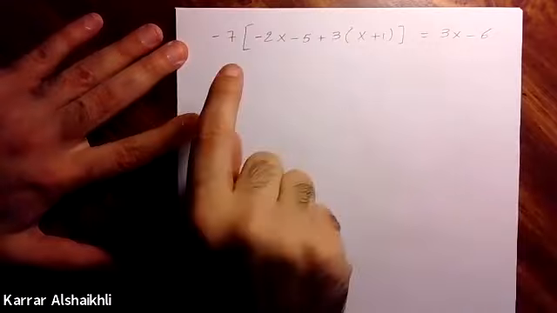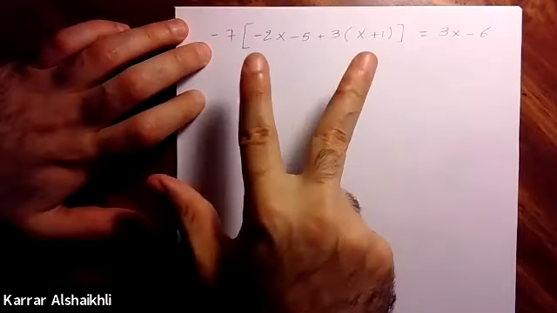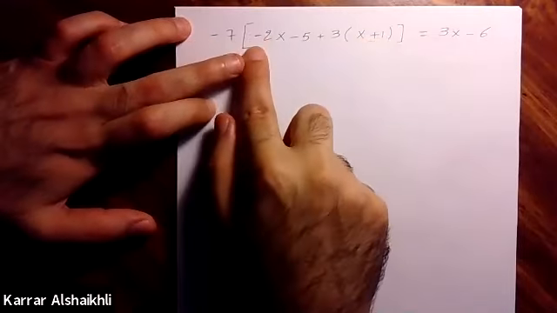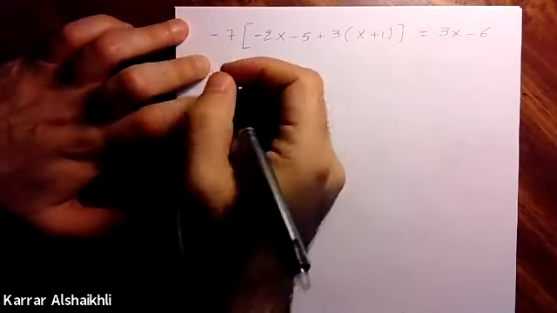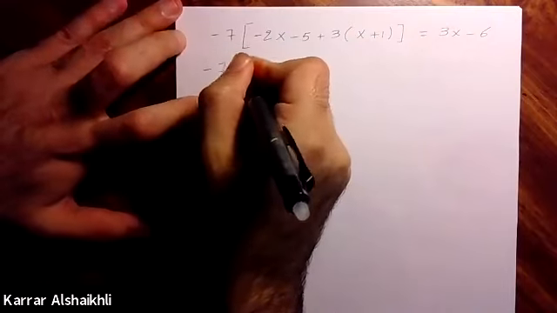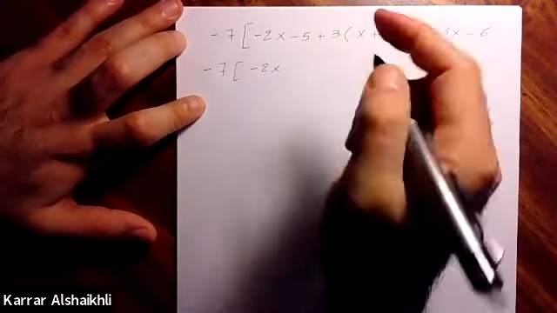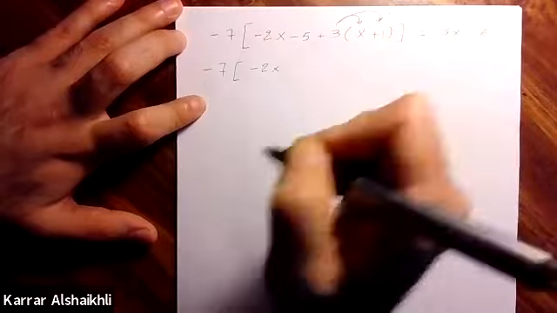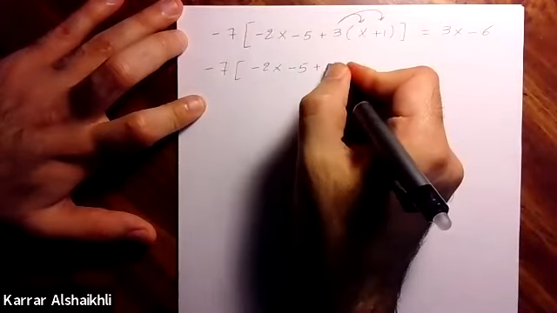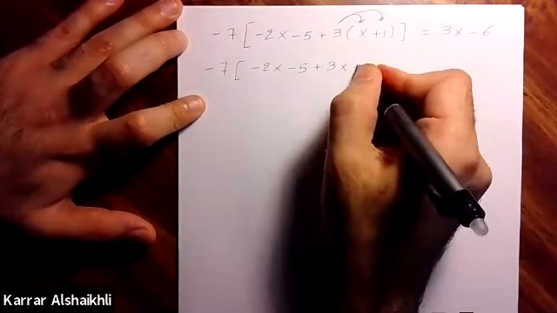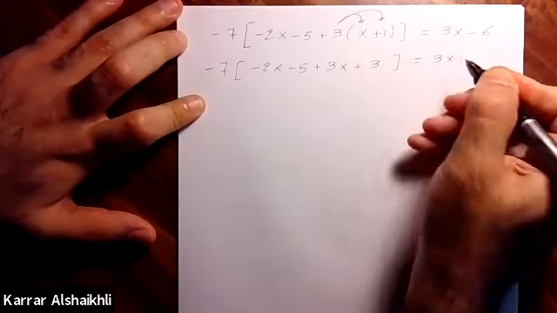So the first thing I'm going to do, in fact, you can distribute this one on the bracket. But first of all, I'm going to simplify everything inside these two brackets. So I'm going to write down negative 7 here, bracket, negative 2x. Inside the bracket, there is parentheses, so I have to distribute the 3. So negative 2x minus 5 plus 3 times x, 3x. 3 times 1 is going to be plus 3. Close the bracket, equal the other side is 3x minus 6.